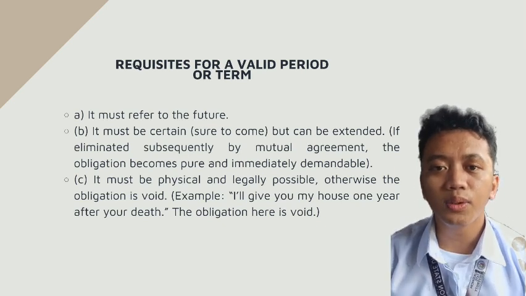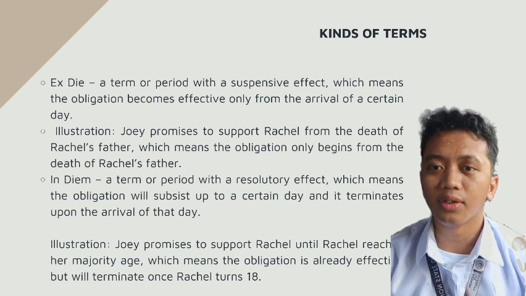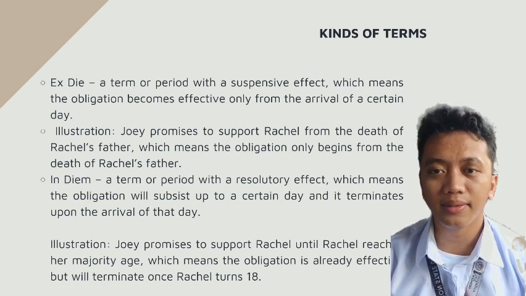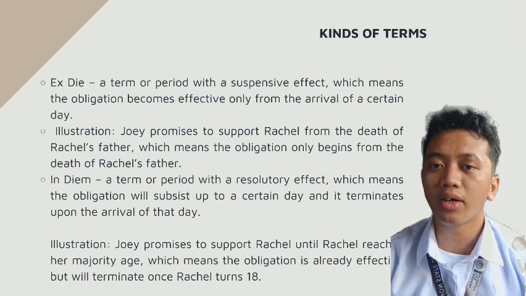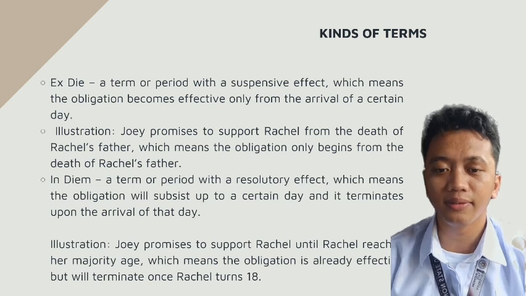So let's go to kinds of terms. So first is ex die, a term or period which has a suspensive effect, which means the obligation becomes effective only from the arrival of a certain day.